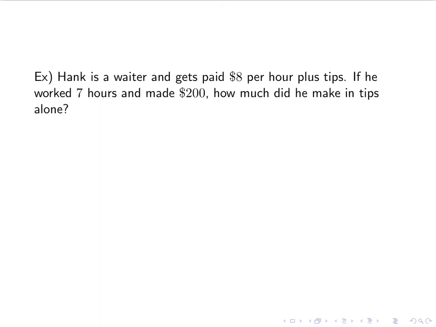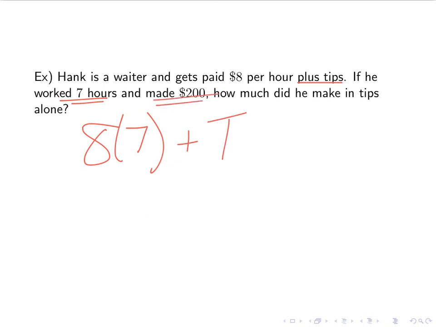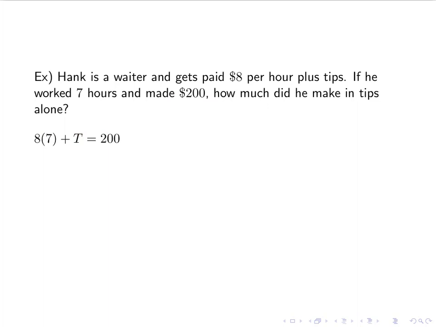So Hank is a waiter and gets paid $8 per hour. So $8 per hour. He worked 7 hours. So to get his wage for those 7 hours, we're going to multiply them together. Plus tips. So I'll use T for tips. And he made $200. So this should equal 200. To solve for T, multiply 8 by 7, 56. And then subtract 56. So Hank made $144 in tips.